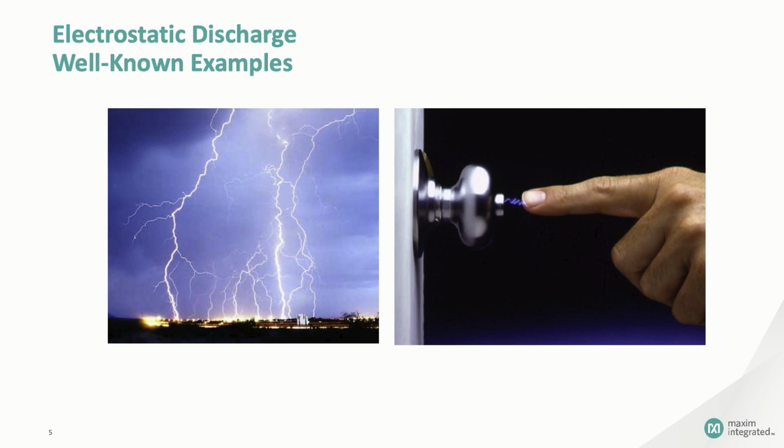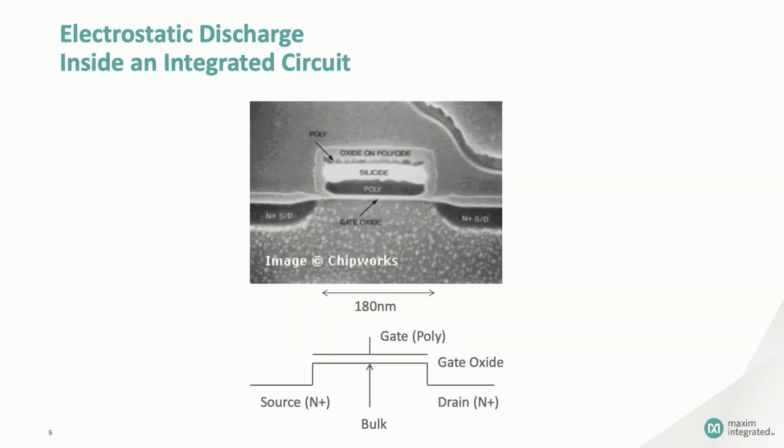The same kind of thing can happen to integrated circuits, but there are a couple of differences. The dielectric isn't air, it's silicon dioxide, or glass, and the glass can't repair itself like the air can. Let's think about what happens inside an integrated circuit when an ESD event occurs. Well, the first thing, there probably isn't going to be a spark.